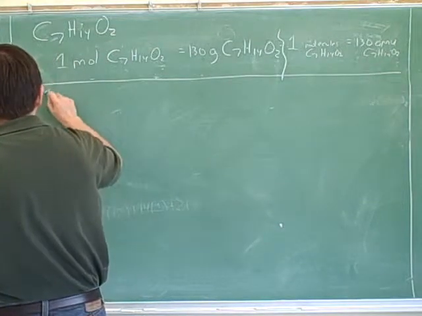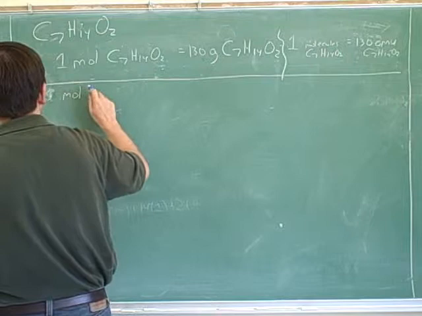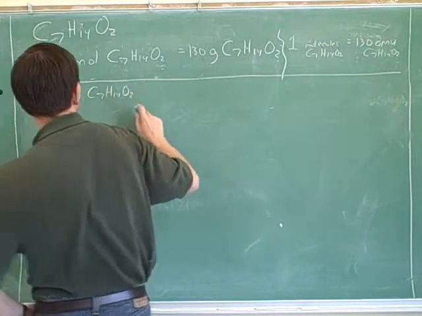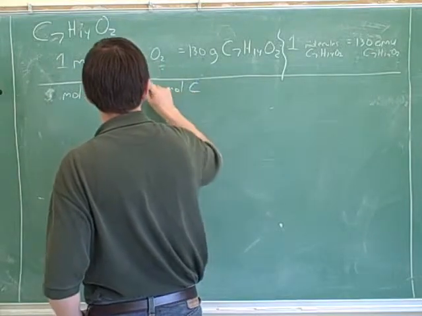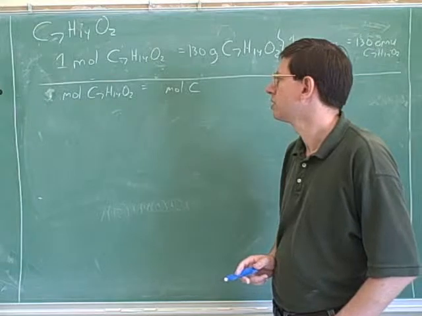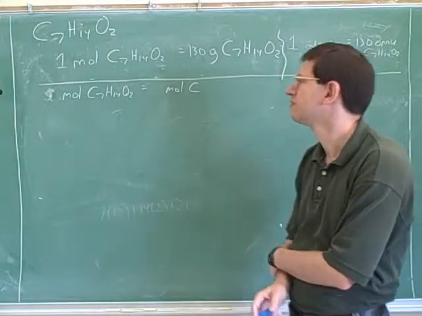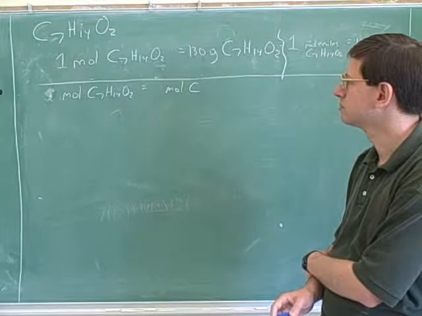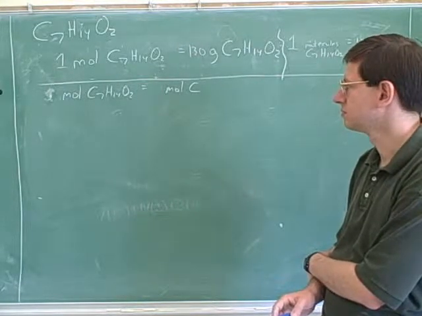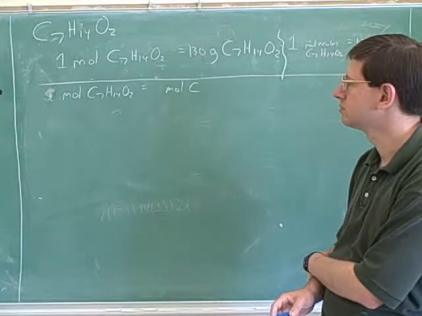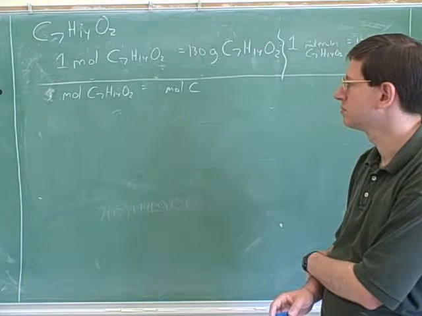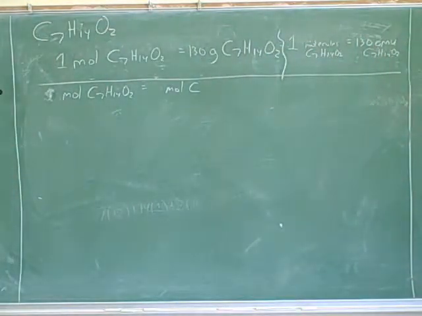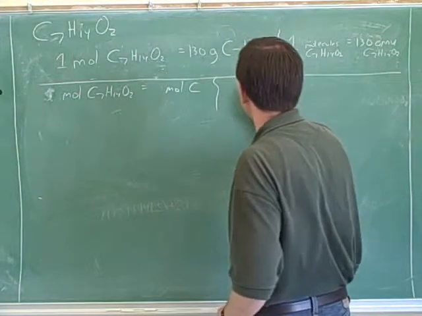Now, let's do an equivalency between moles of C7H14O2 and moles of carbon. 1 mole of this is equal to... I already know that 1 mole of carbon is equal to Avogadro's number. And now I'm trying to figure out what 1 mole of this molecule is equal to. Well, let's see. Wait, this should be a little bit simpler than that. Maybe we should do this first.